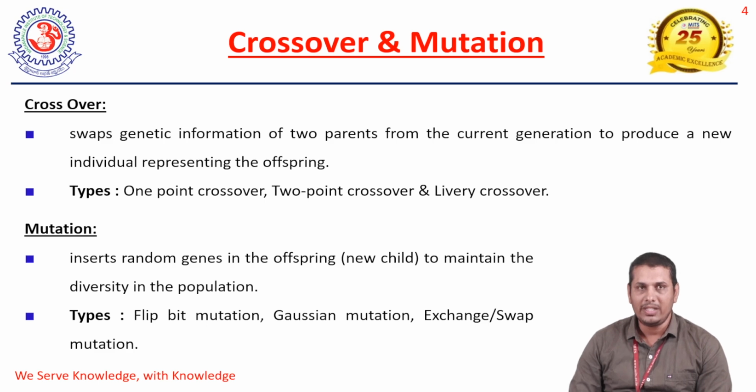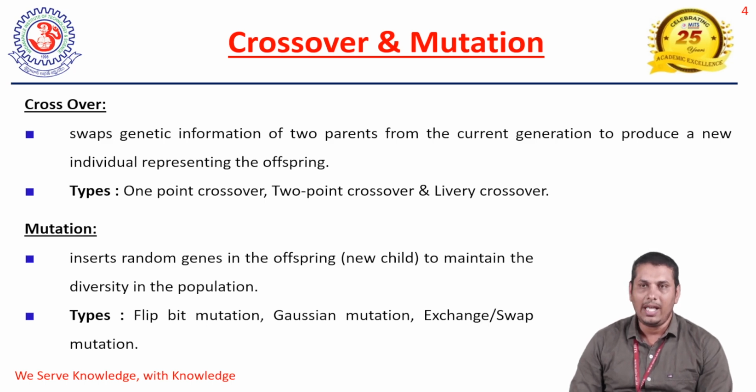Crossover means swapping the genetic information of two parents. The two parents are already existing ones from the current generation, used to produce a new individual representation, the offspring. Offspring is nothing but the child, the finally obtained solution. So in crossover, we collect the genes of the parents and give the resultant child.